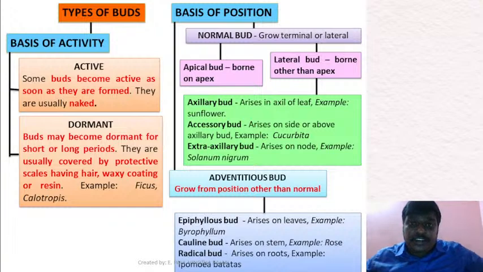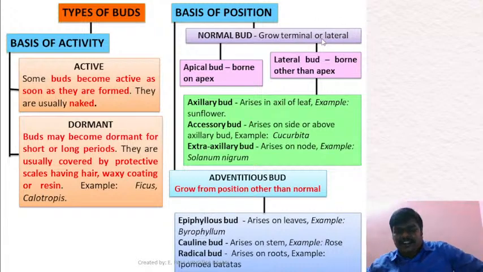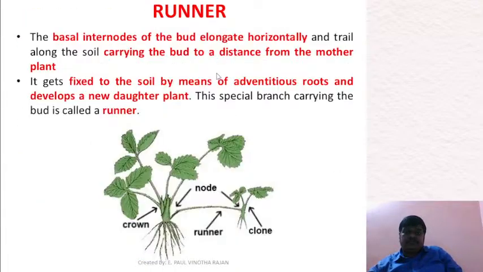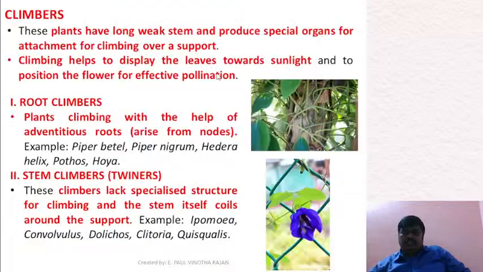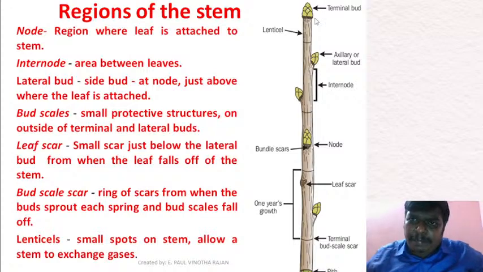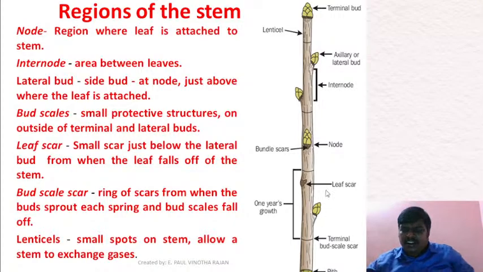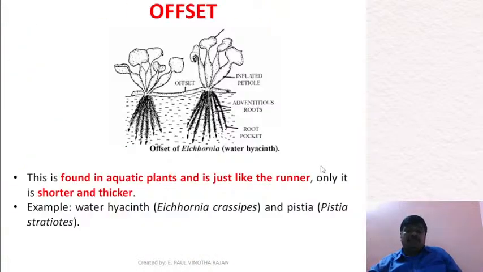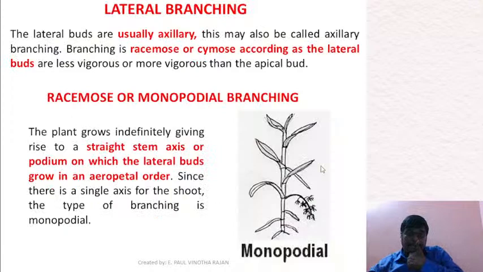And based on position, we have normal bud, growing terminal or lateral. Apical bud. Apical means the bud that is on the tip. You can see the apical bud here. I have shown a diagram to you. So this is the terminal bud, the apical bud. The buds that are present on the sides are called lateral buds. So lateral buds and terminal bud. These are the two types of buds.